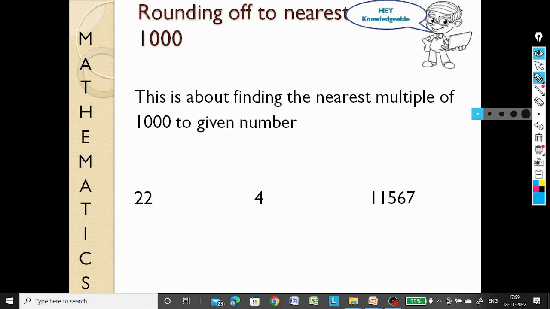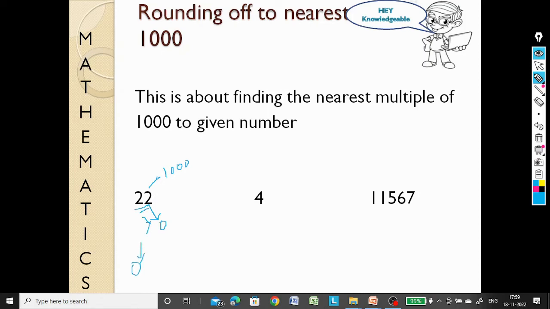Let's try to understand rounding off to the nearest thousand with some examples. Again, for 22, the multiple of 1000 which is just above 22 is 1000. The multiple of 1000 which is just below 22 is 0, and 22 is nearer to 0, so it will be rounded off to 0.